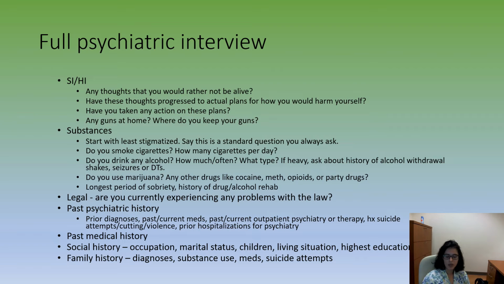And then for illicit substances, I start off with marijuana. Do you use marijuana? A lot of times people don't really consider that an illicit substance, so I separate that from the rest. Any other drugs like cocaine, meth, opioids, or party drugs? You want to list them out, or at least some of them, to explain what you mean by that. And then if they have a history of substance use or are currently using, you can ask about their longest period of sobriety and any history of going to drug or alcohol rehab.